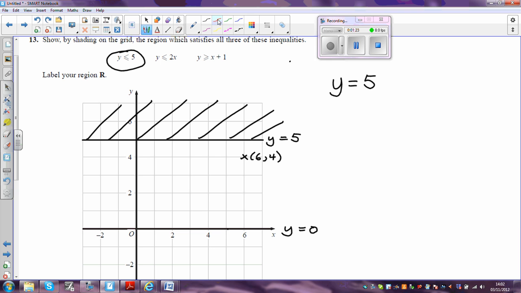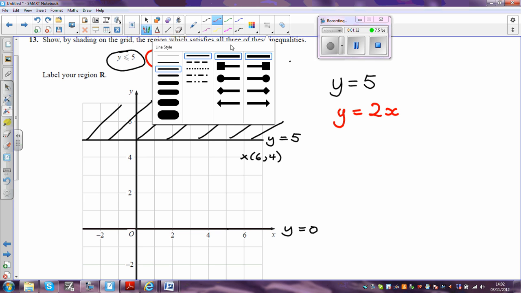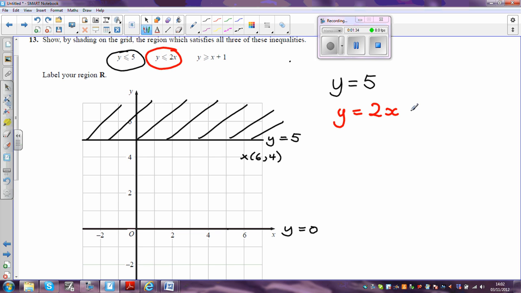Okay, I'm going to choose a different color now to draw the next line. So we're now going to draw the line y equals 2x, and then we're going to think about which side of that line we actually need. Okay, so y equals 2x. Now the line y equals 2x is a straight line. We can put in a few points if you like. When x is 0, y is going to be 2 times 0, which is 0. When x is 1, y is going to be 2 times 1, which is 2. When x is 2, y is going to be 4, and so on.